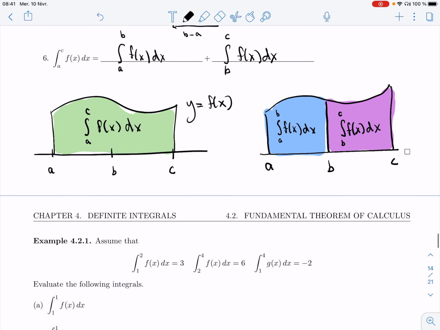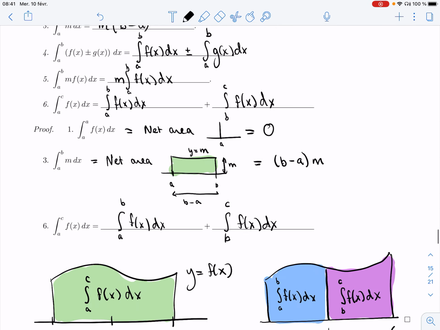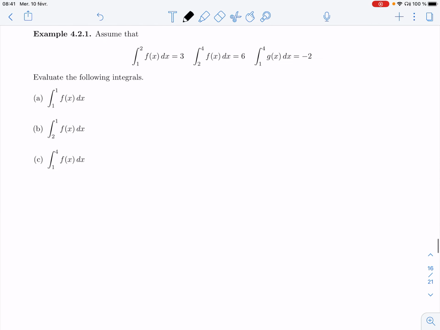All right, let's try an example. I have example 4.2.1 here. I'm going to give you the value of some integrals.